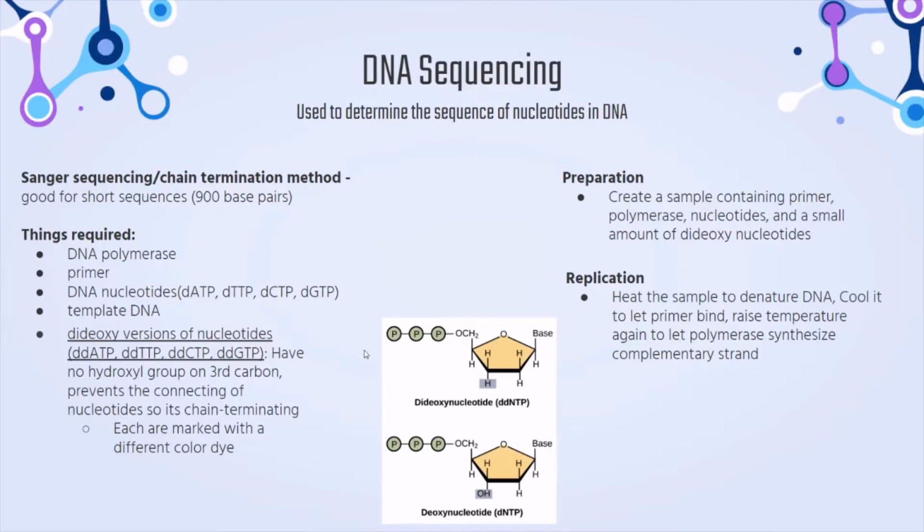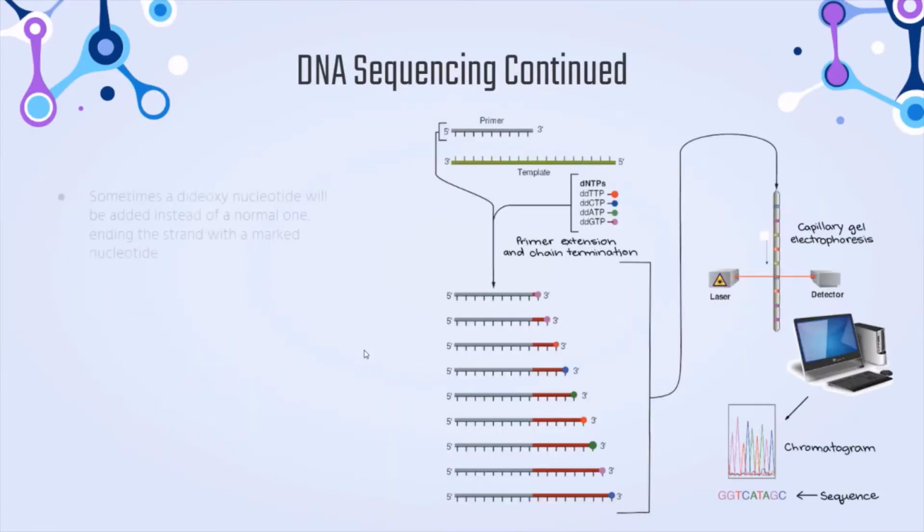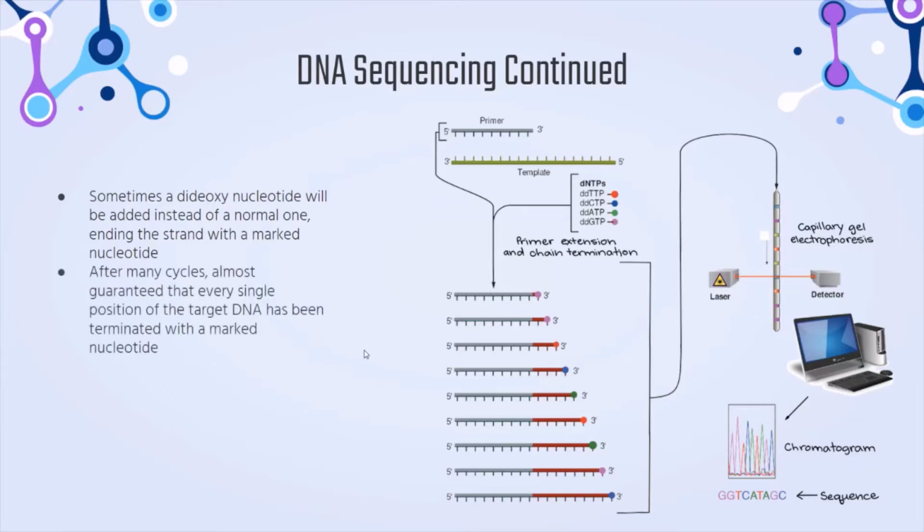So as we did in PCR, we will heat the sample to denature the DNA, we will cool it to let the primer build, and we will raise the temperature again to let polymerase synthesize the complementary strand. As we replicate all of this DNA, sometimes a dideoxynucleotide will be added instead of a normal one, and because it is chain terminating, it will end the strand with a marked nucleotide. After many cycles, it is almost guaranteed that every single position of the target DNA has been terminated with a marked nucleotide, since we have many samples of DNA being used.